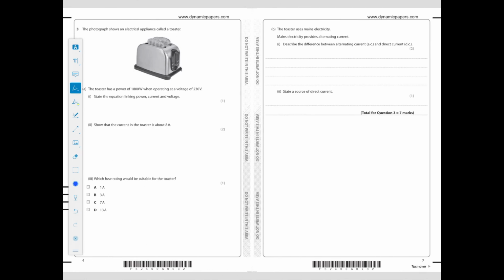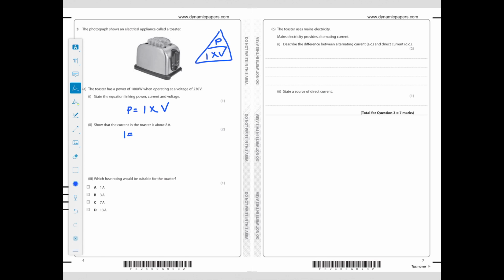Question 3. The photograph shows an electrical appliance called a toaster. The toaster has a power of 1,800 watts when operating at a voltage of 230 volts. State the equation linking power, current, and voltage. So just out the way here, I'm going to use my formula triangle, which is PIV. So therefore, power is current, which is I, times voltage, and obviously you can write those out in full if you prefer. Show that the current in the toaster is about 8 amps.